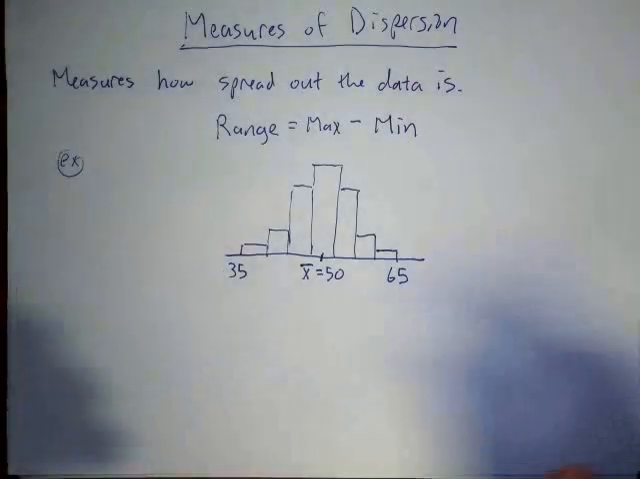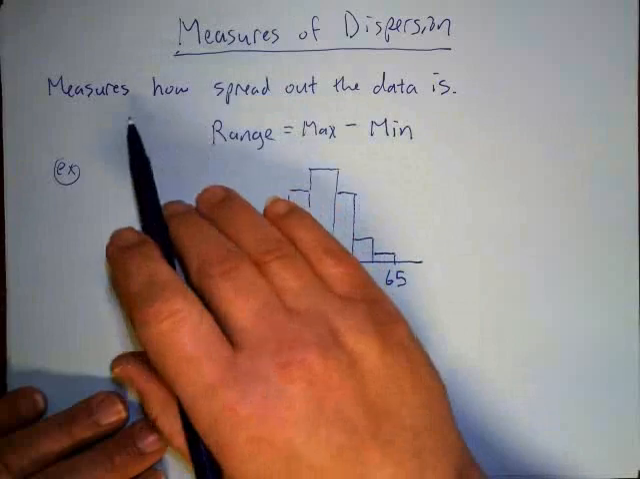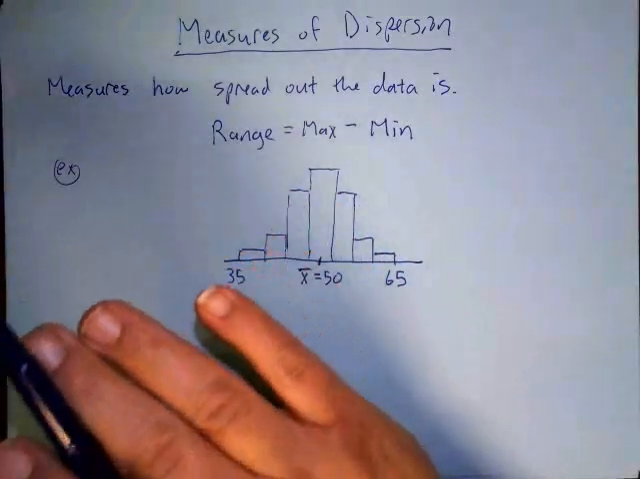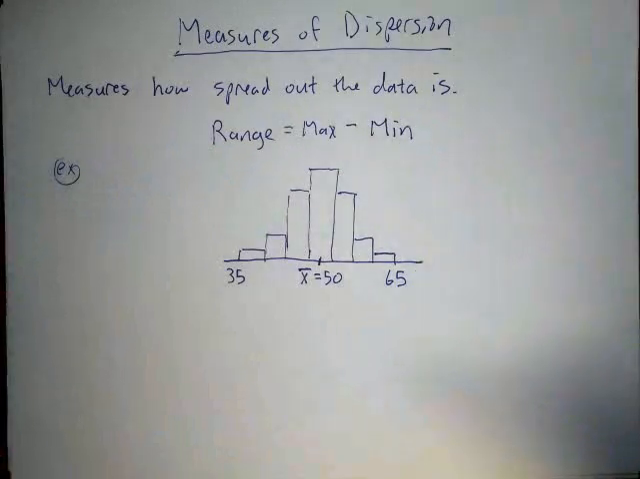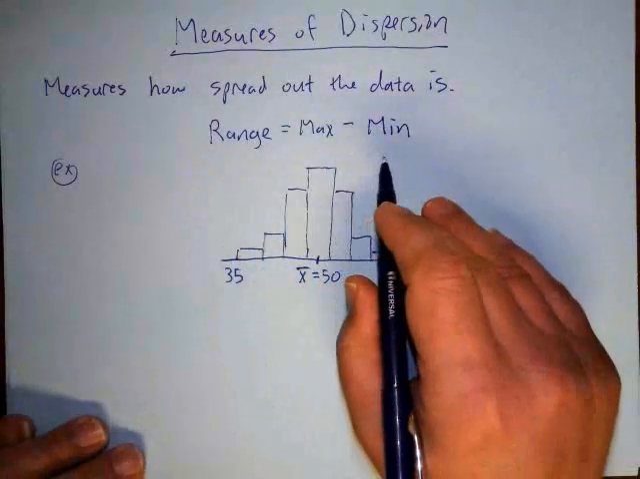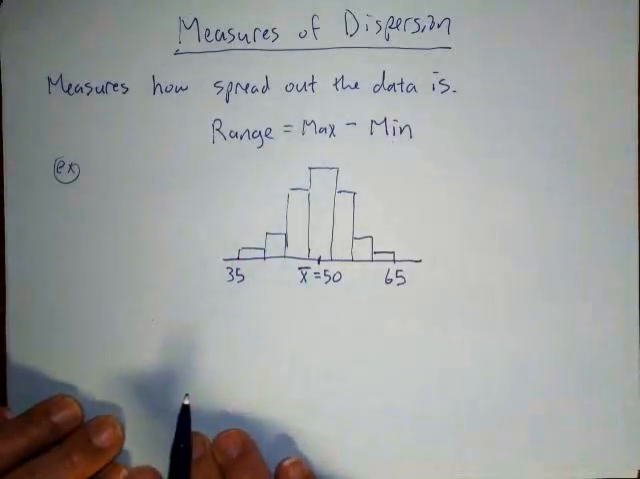Okay, we're going to talk about measures of dispersion. Measures of dispersion are numbers that measure how spread out the data set is. A very simple measure of dispersion is called the range, and the range is just the maximum value minus the minimum value.